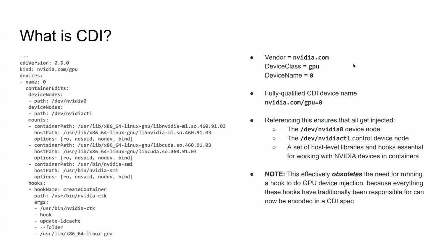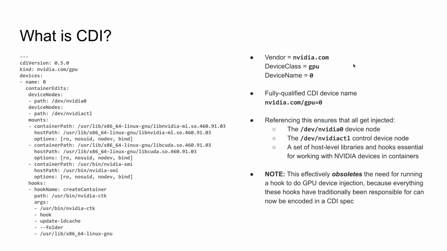There are some restrictions in terms of valid characters, but just think of the combination of vendor, class, and name as a unique identifier for a particular resource. And we refer to that as the fully qualified device name. So we may also, as NVIDIA also has networking devices, etc.